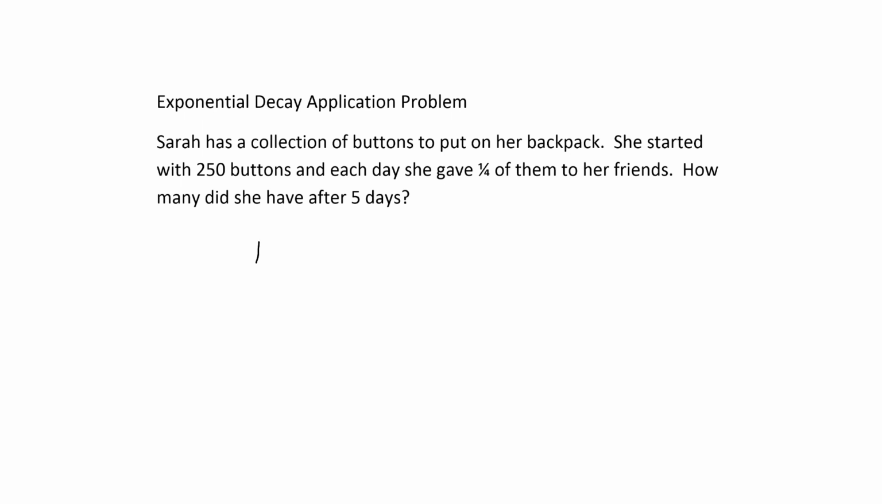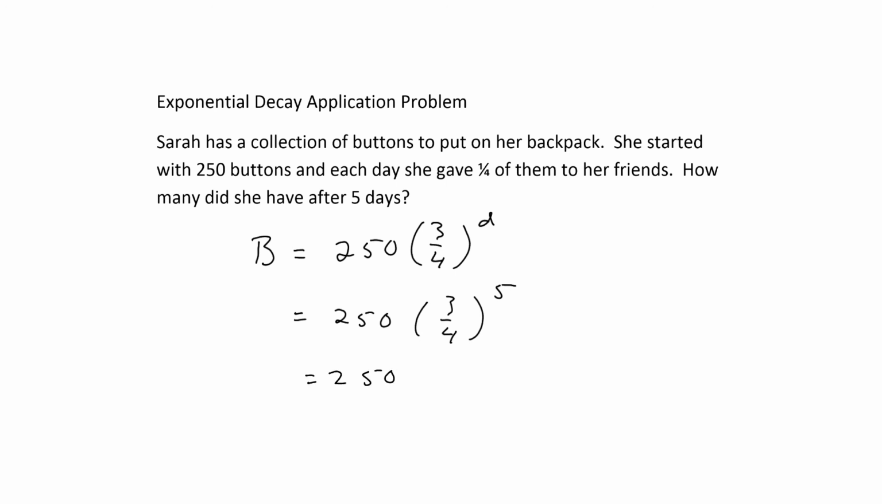So the equation for that, I'm going to say B for buttons, is she starts off with 250, and then she's going to have 3/4 raised to the power, I'm going to say D for days. So after 5 days, she'll have left 250 times 3/4 raised to the 5th, and that's 250 times 0.24, and that equals 60. So after 5 days, she would have 60 buttons left.